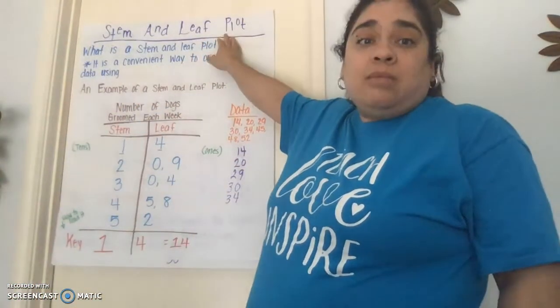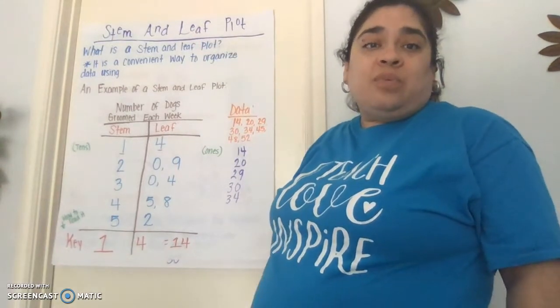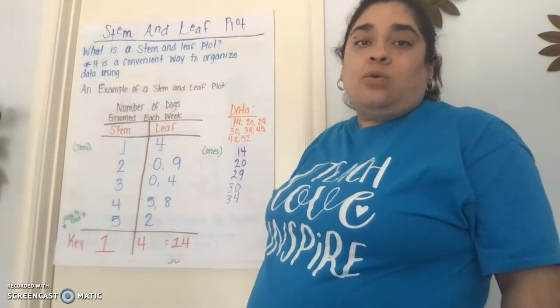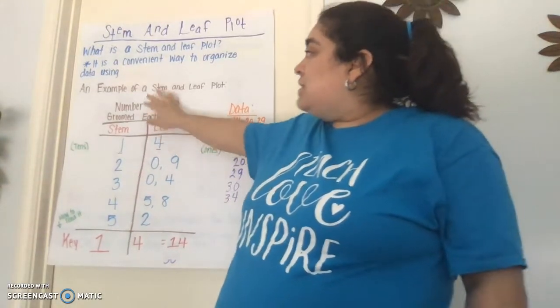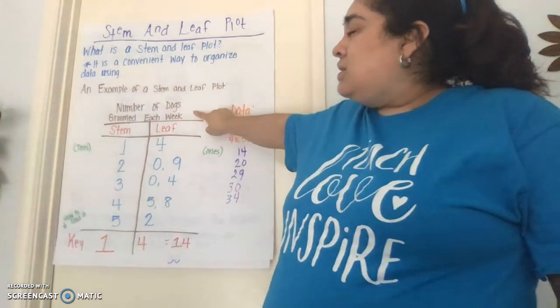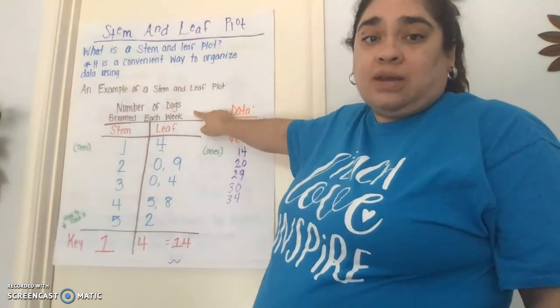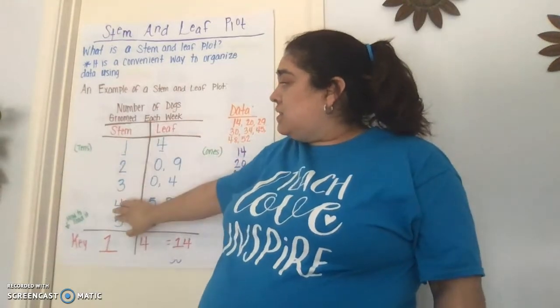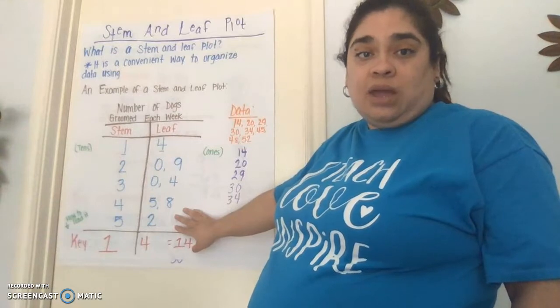We are doing stem and leaf plot, okay? What is a stem and leaf plot? It is a convenient way to organize data. So, an example of a stem and leaf plot. This is the title of the example: number of dogs groomed each week. The stem is the tens. The leaf is the ones, okay?